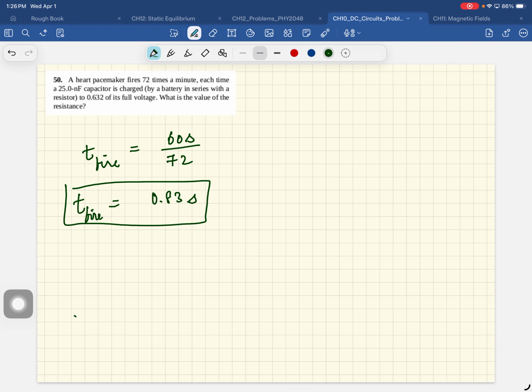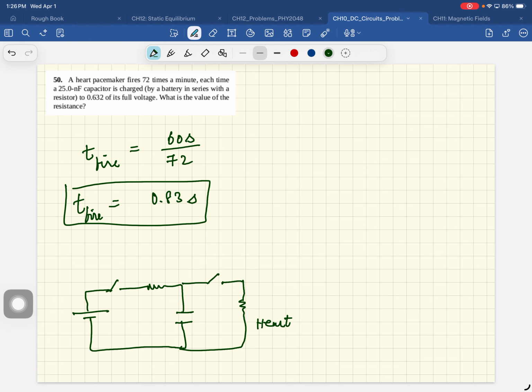So you've seen that this circuit is like so. Here's one form of the circuit. This is the heart. What happens is this switch closes and the capacitor gets charged. Once it's charged to 63% of its full charge, you open the circuit and fire it and get the heartbeat started. You're discharging, passing a current through the appropriate location in the heart.